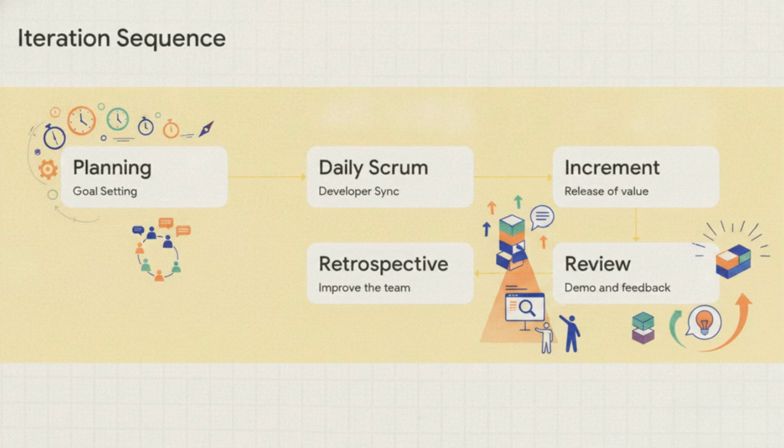Let's distill this into a rapid chronological sequence so it's super easy to recall for your exam. Step 1, sprint planning. This is your goal setting. Step 2, the daily scrum. This is your daily developer sync. Step 3, the increment. That's the actual release of value. Step 4, the sprint review, the demo and feedback loop with stakeholders. And Step 5, the retrospective, the inward look to improve the team. Memorize this sequence, folks. It is the literal heartbeat of Agile execution.